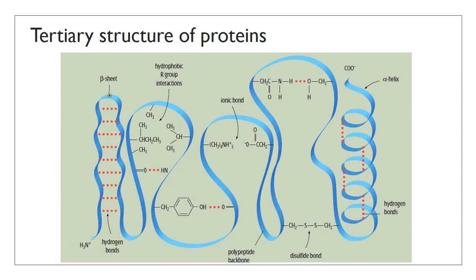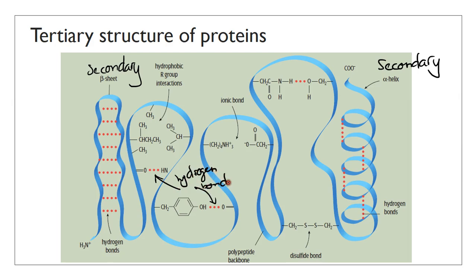All right, this is another summary of the secondary and the tertiary structure, because you can see hydrogen bonds. So this is the beta sheet. So this is actually secondary. And then we can have alpha helix, which is also secondary. And then you have the different tertiary interactions. So you can have hydrophobic interactions, you can have ionic bonds, you have polar interactions, these are hydrogen bonds, these hydrogen bonds as well. And you obviously have the disulfide bond.